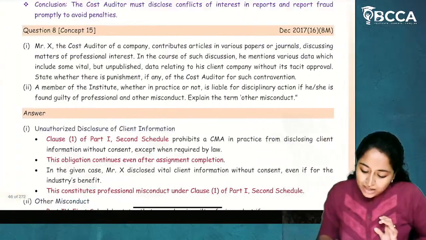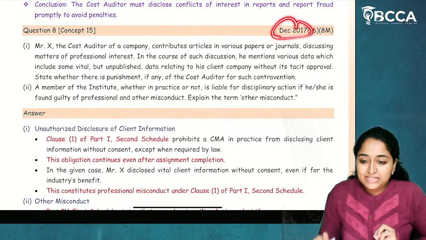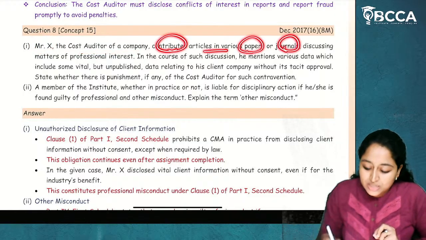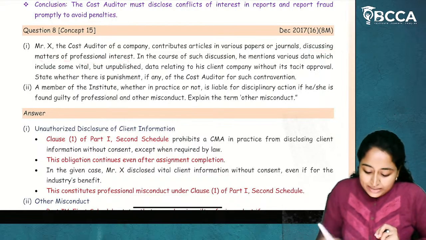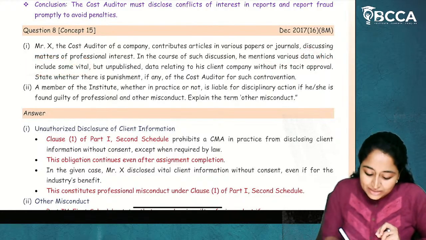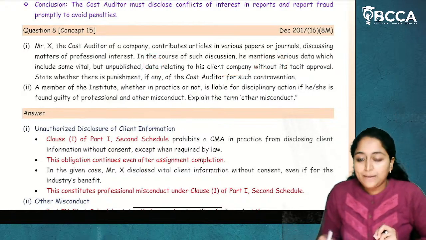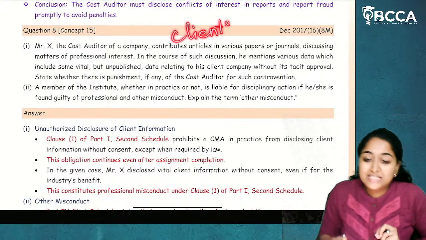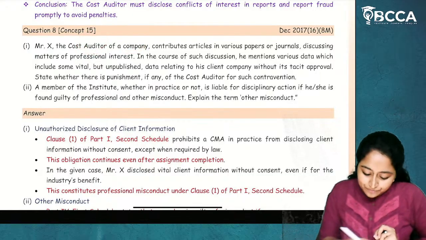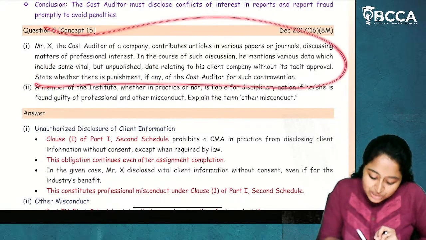I have given it in my Q&A companion. So you can see, for example, question number 8, December 2017 question. Mr. X, the cost auditor of a company, contributes articles in various papers or journals discussing matters of professional interest. In the course of such discussion, he mentions various data which include some vital but unpublished data relating to his client's company without its active approval, which means without the client's approval, he is making a disclosure. State whether there is a punishment for the cost auditor for such contravention. Is this a professional misconduct or not?